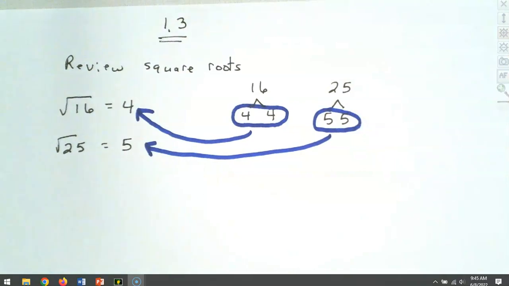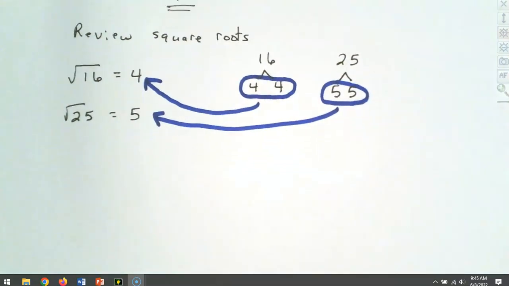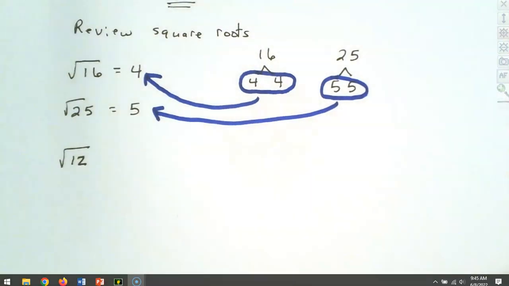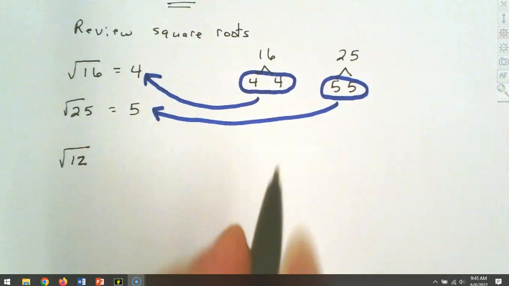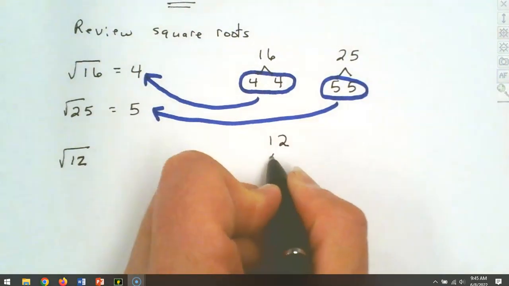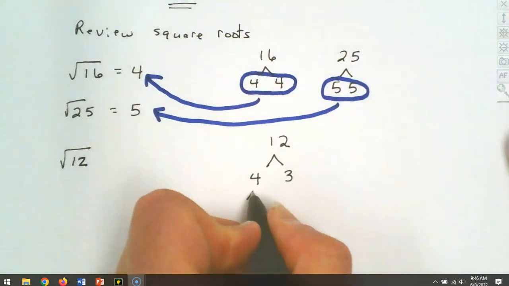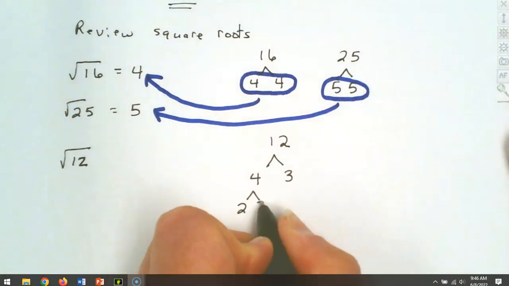So we'll start off with a really easy one. Let's look at 12. Okay, let's try to find the square root of 12. Well, first off, is 12 a perfect square? No. What we need to do is we need to factor down and break up 12. And we're looking for pairs. So we're going to take our 12, and we're going to break that 12 down into 4 and 3. Now, our goal is to get pairs of numbers. 3 can't be broken down anymore, but 4 can be broken down into 2 and 2.